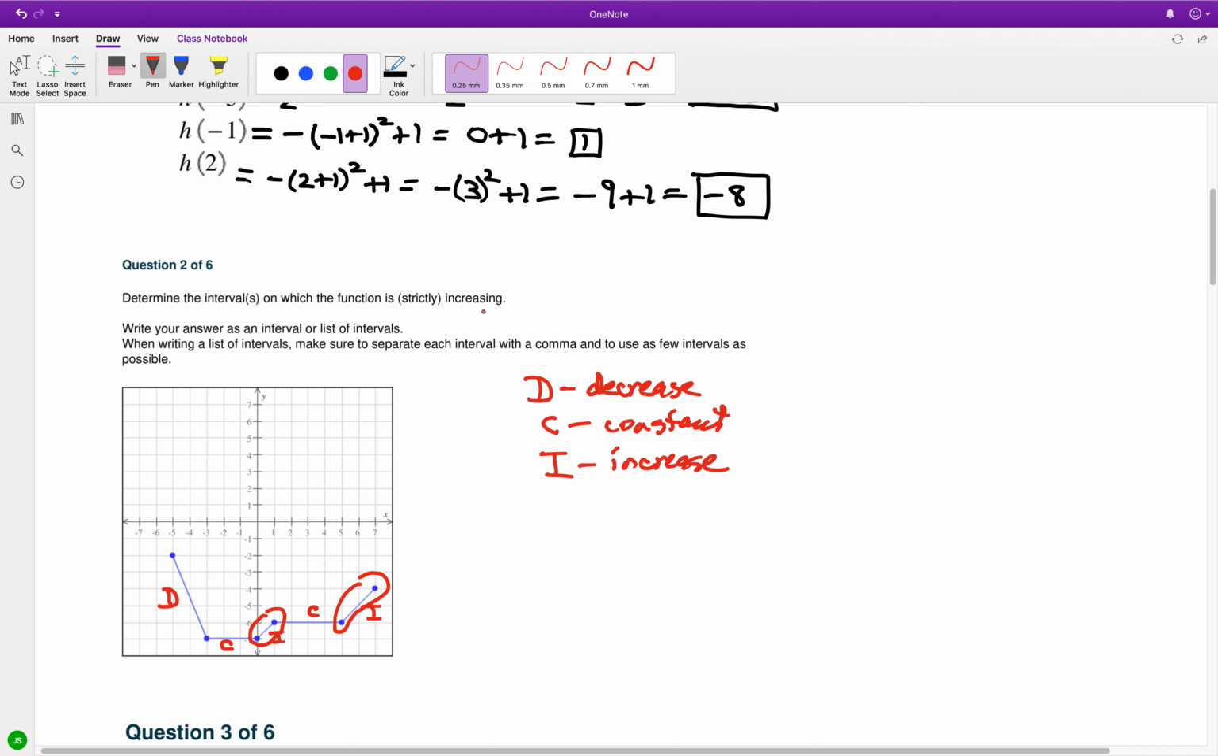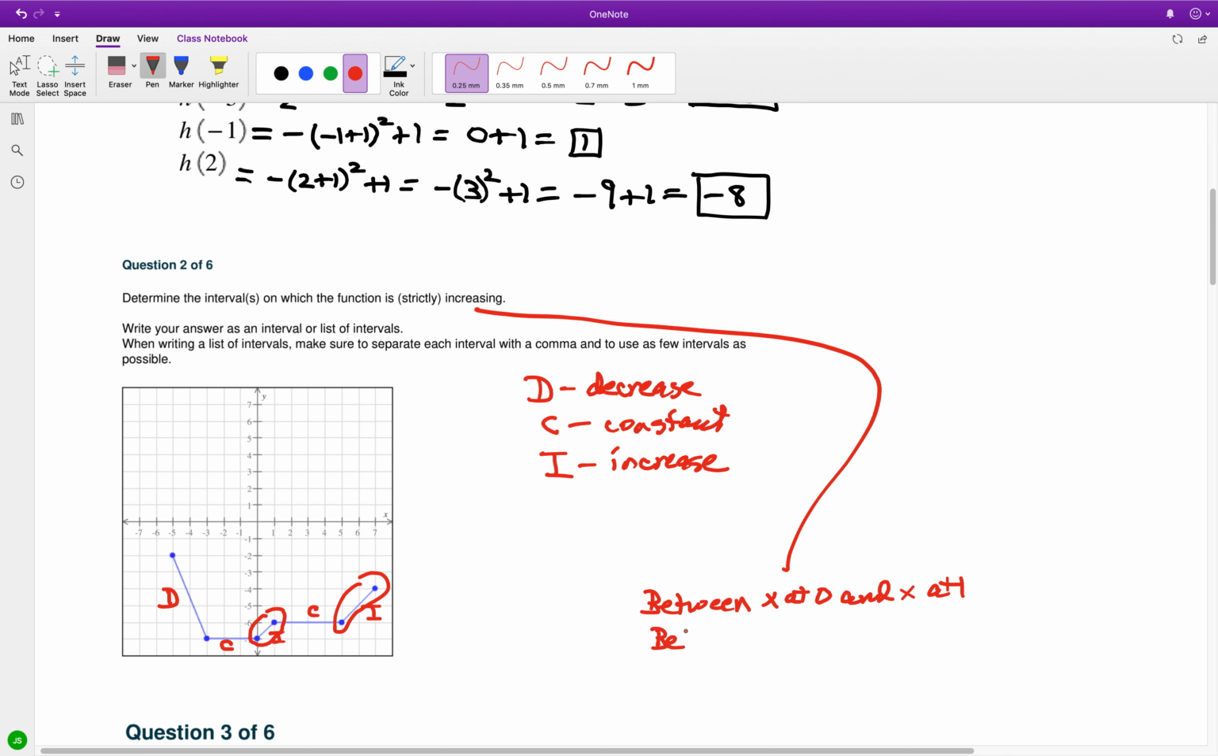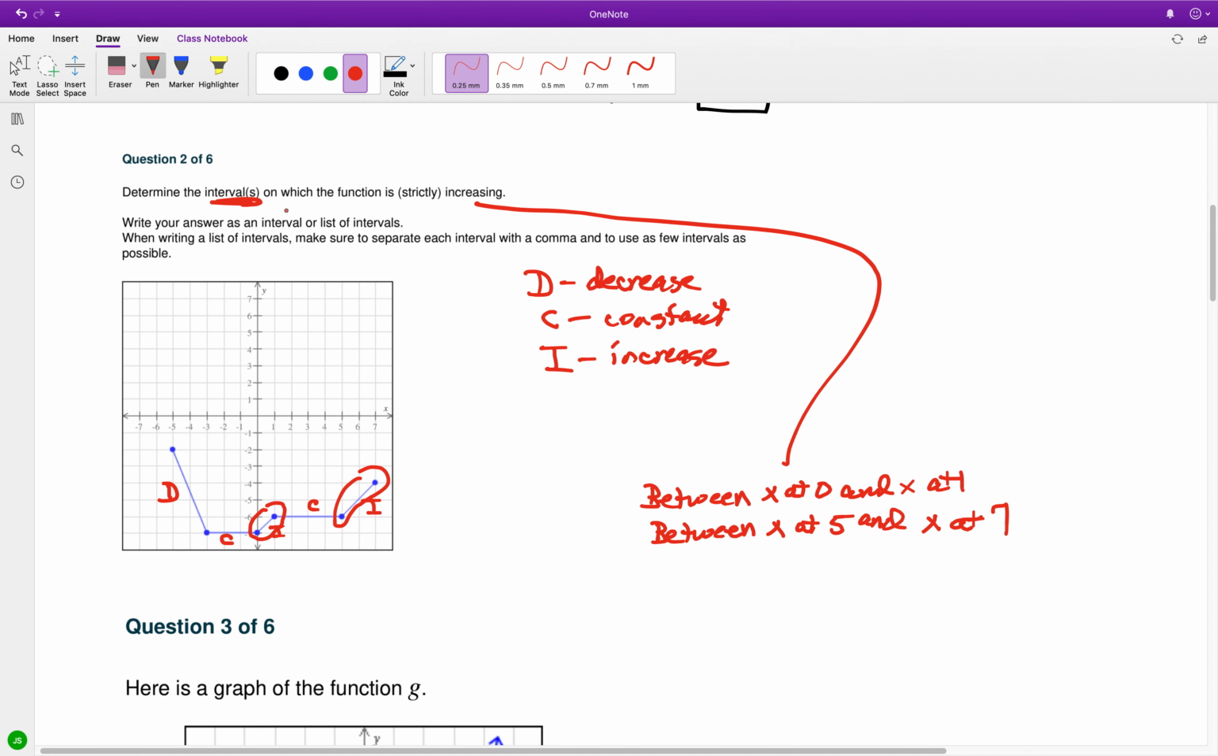So in terms of where the function is strictly increasing, you have between x at 0 and x at 1. For your second and last increase, you have between x at 5 and x at 7. The question says to determine the intervals, and the intervals will be in reference to x. So for the answer itself, putting it in interval terms, I'm not going to include the endpoints. So you have between 0 and 1.